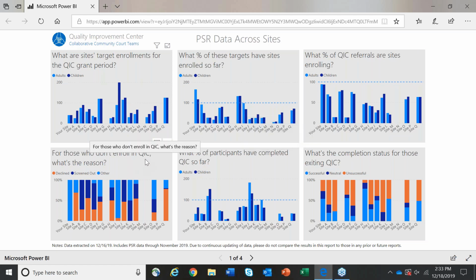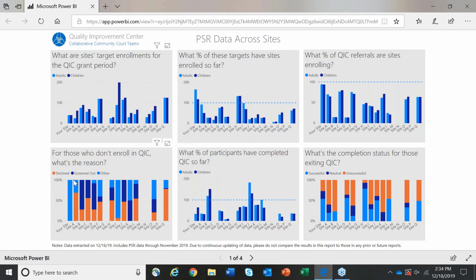So down here we have a different type of graph. This is looking at the reasons for not enrolling among those who didn't enroll. So these are all people where the decision's already made. Either you didn't offer them services or they declined them. And it's looking at the breakdown of the percentage declined versus percentage screened out or other. For these graphs that you see, they're called stacked bar graphs, where it's a single bar with multiple colors representing different categories. In those cases, we're actually showing adults and children combined, so it's individuals overall.